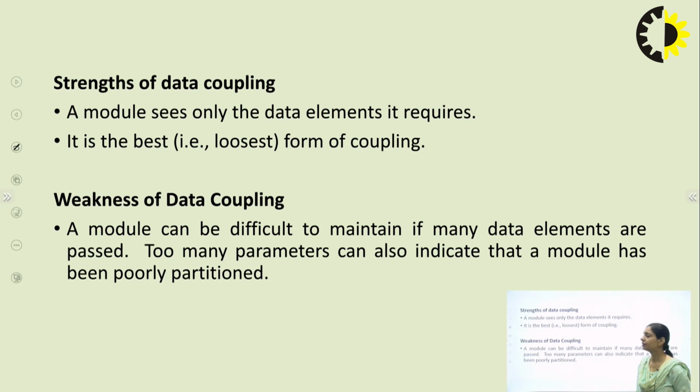Now the strengths and the weaknesses: a module sees only the data elements it requires, and it is the loosest form of coupling because we are only passing the required data elements or the data types that the other module needs. Weakness: a module can be difficult to maintain if many data elements are passed. So we should not pass many data elements, rather only the required ones, or very few data elements need to be passed.